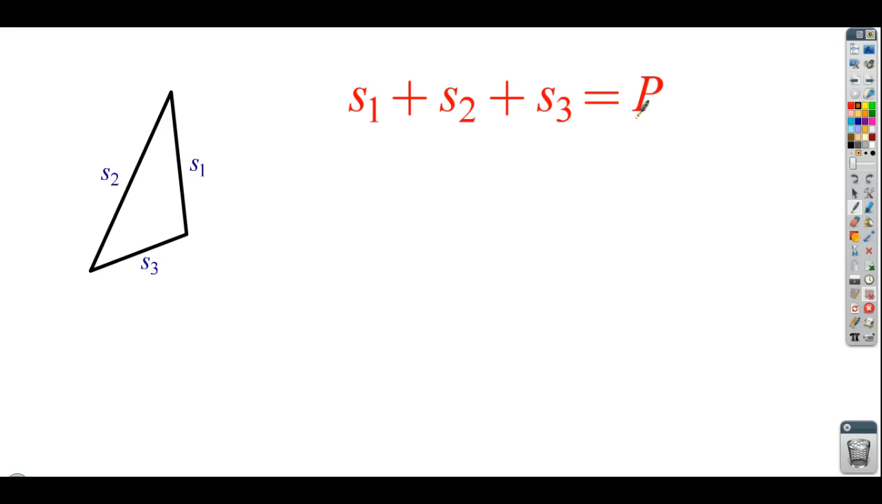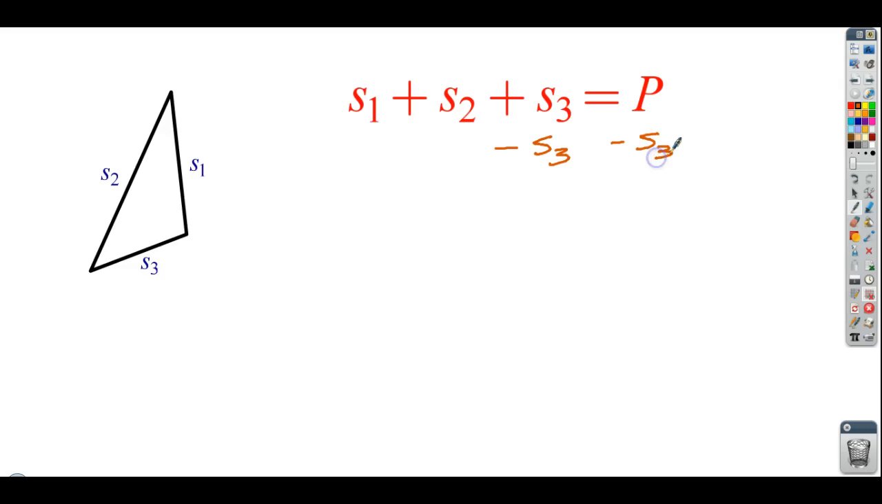Well, what if I want to find the side? What if I know the perimeter and 2 sides and I want to find the extra side? Let's say I want to find side 2, okay? How long is side 2? I want to solve this for side 2. So in order to get to side 2, I'm going to subtract side 3 from both sides, right?